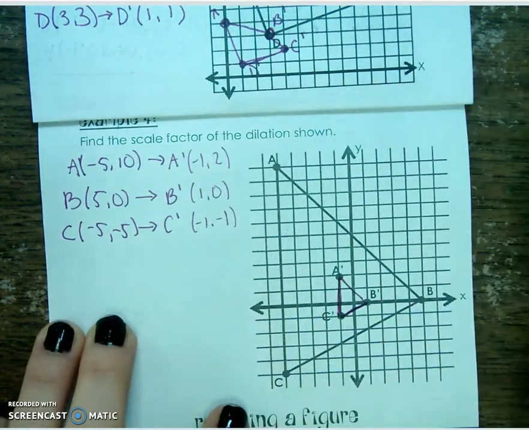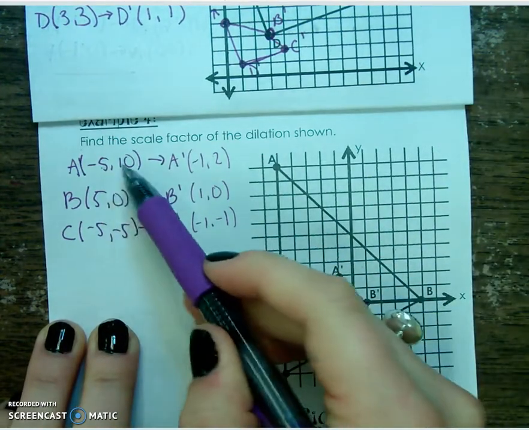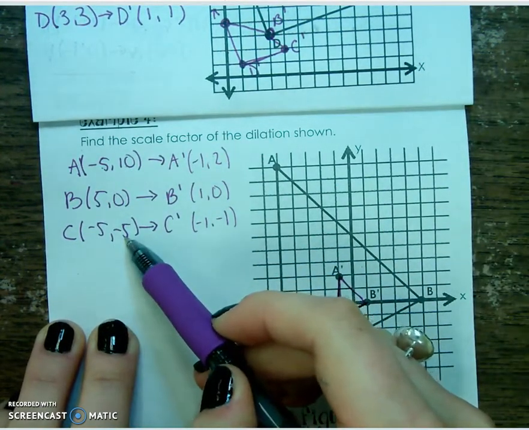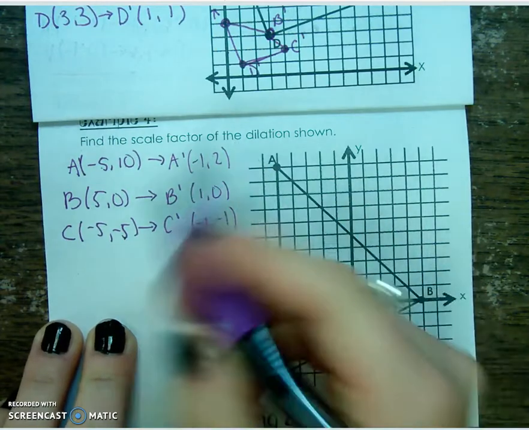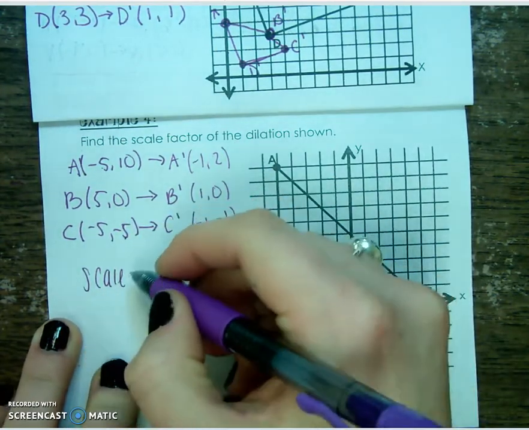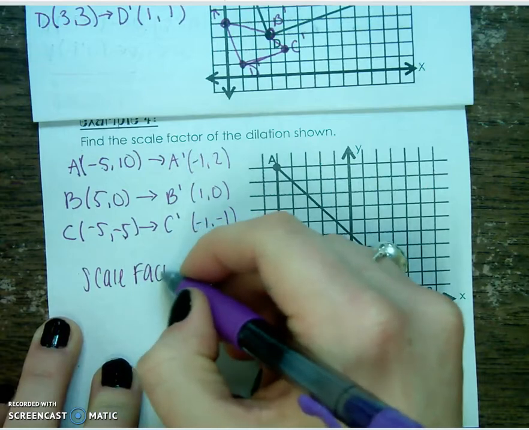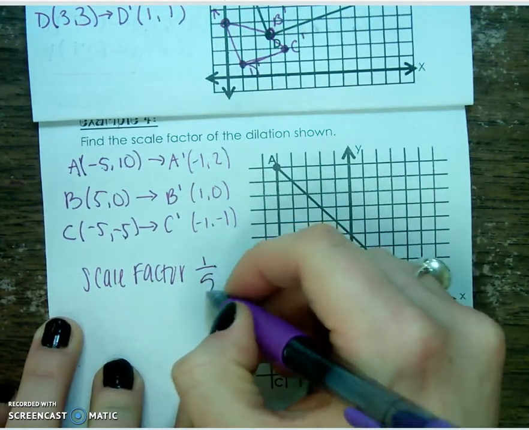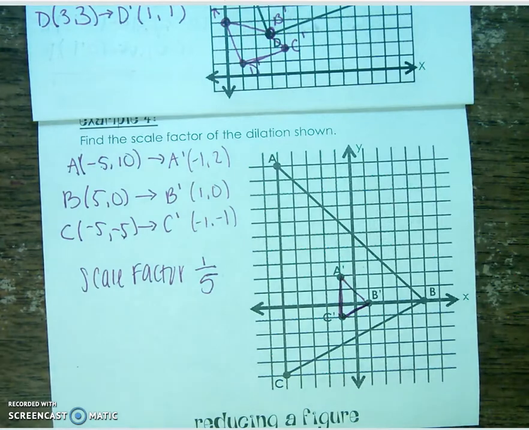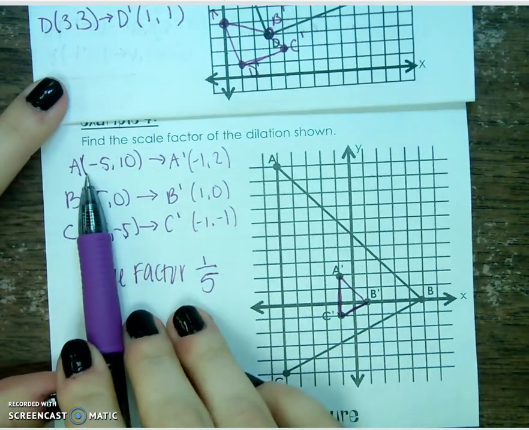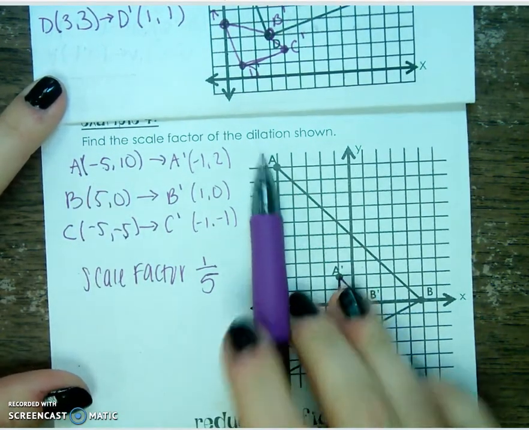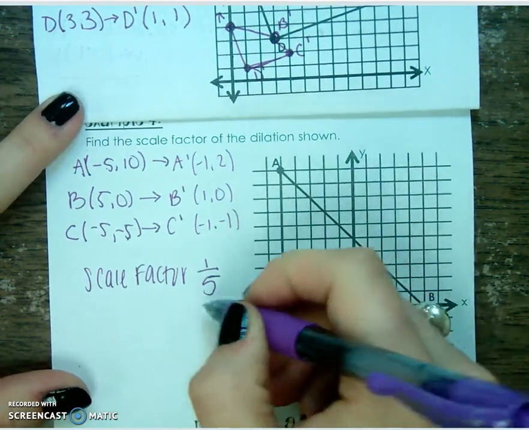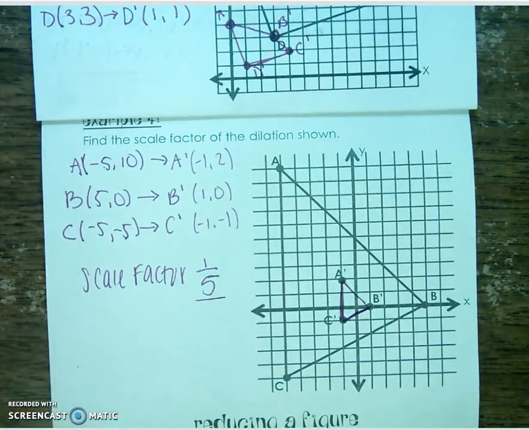So my question to myself is, what did I multiply each of these original x and y values by to get these new coordinates? This scale factor, the answer is 1/5. We're multiplying by 1/5. So essentially we divided by 5 or multiplied by 1/5, because I had to go from this to the smaller points. I knew that if it was getting smaller, my scale factor would have to be less than 1 but greater than 0.